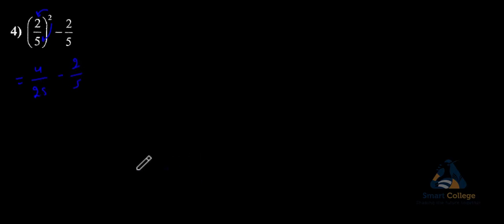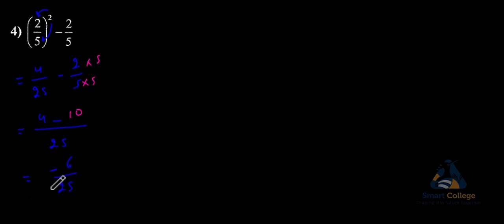Now we have two fractions. We have to subtract them. To subtract these two fractions, we must have a common denominator. The common denominator of 25 and 5 is 25. Let's multiply the second fraction by 5 up and down to get 25. So now the common denominator is 25. The first one is 4 minus the second one, 10. 4 minus 10 in the numerator is negative 6 over 25.